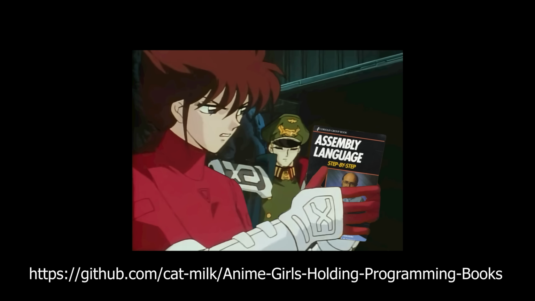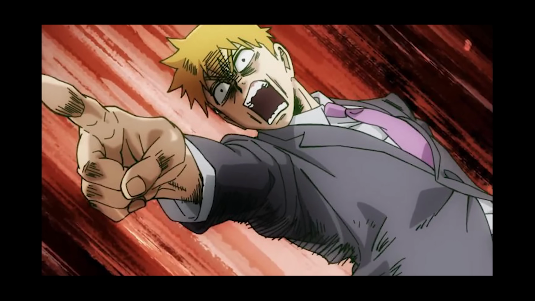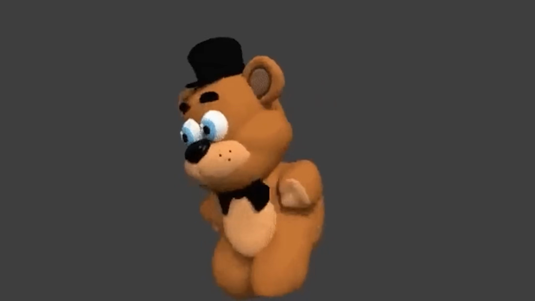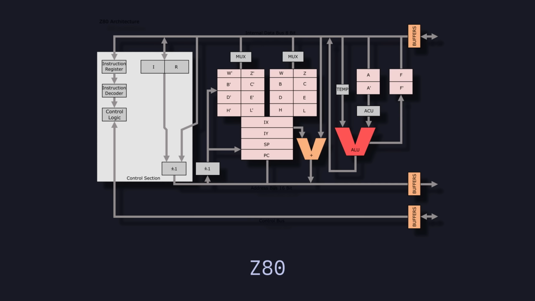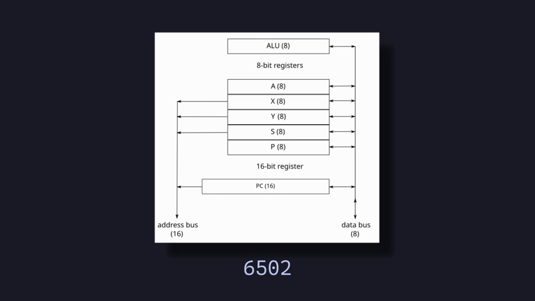Before I get into the actual details of assembly code, there are a few things I need to point out, so bear with me for a few seconds. As I mentioned at the start of the video, assembly is not exactly one programming language. It's more like a family of languages. Assembly communicates directly with your CPU, so depending on the CPU's architecture, the way you communicate with it will vary.